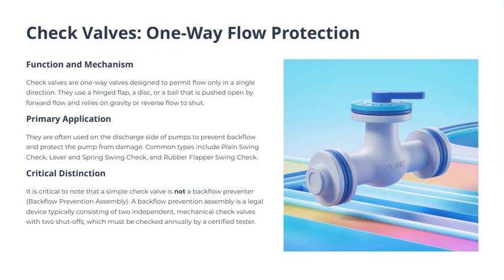Some common types you might encounter include plain swing check valves, lever and spring swing checks, and rubber flapper swing checks. The primary purpose of check valves, in general, is to allow flow in only one direction. They're designed as one-way valves, using a hinged flap, a disc, or a ball that opens when fluid flows forward.